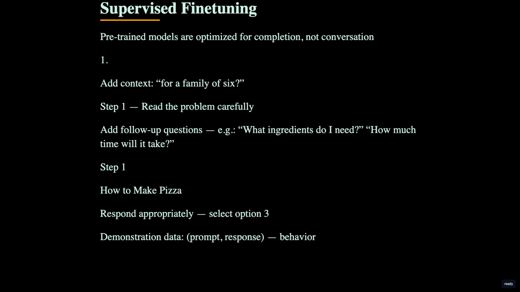Because models tend to mirror their training data, the most direct way to steer them is to show examples of the behavior you want. Those examples are pairs of prompt, response, called demonstration data or behavior cloning, and the model learns to imitate those responses.